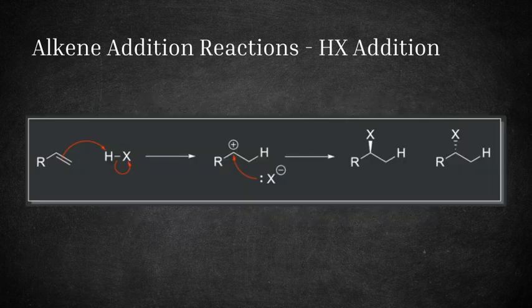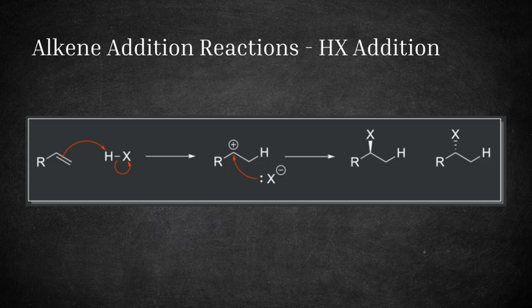In this reaction, the alkene's pi electrons serve as the nucleophile, attacking the acidic delta plus proton of the hydrohalic acid, HX, which acts as an electrophile. The mechanism begins with the protonation of the alkene, where the pi electrons attack the proton from HX, breaking the H-X bond and forming a carbocation intermediate.